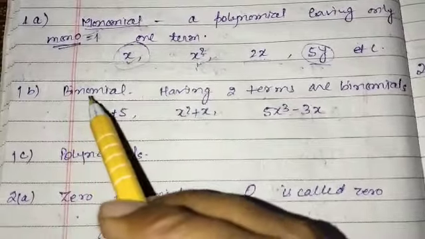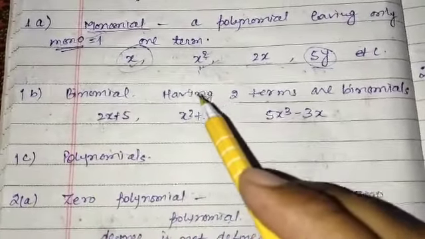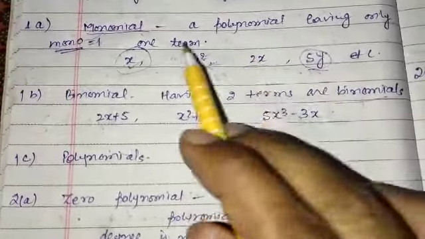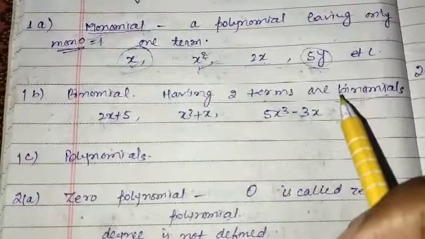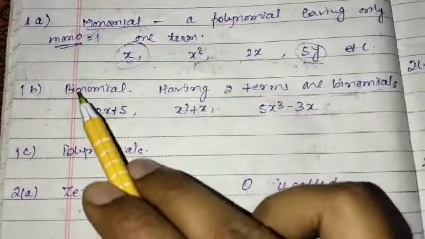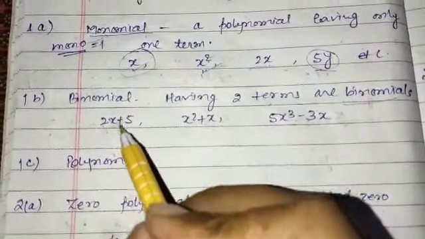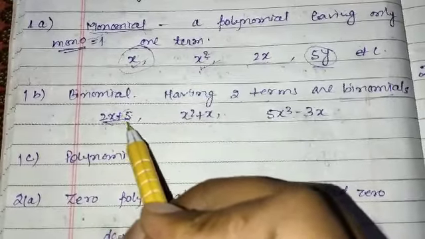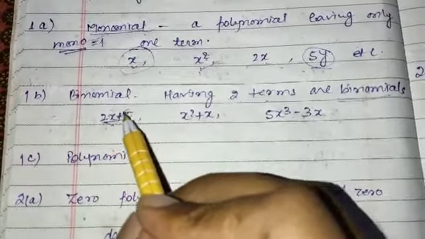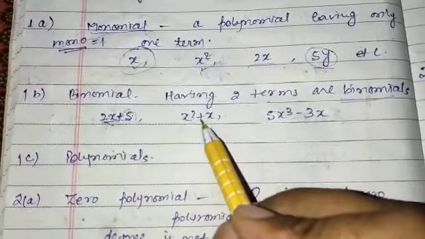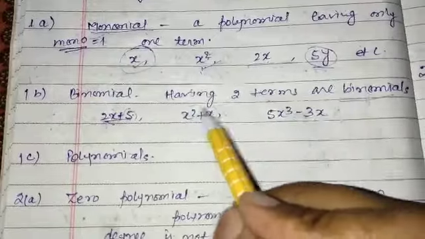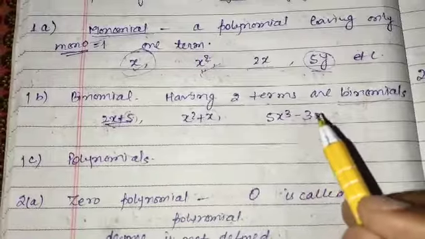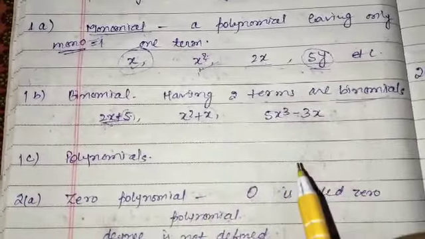Second is binomial. If a polynomial has two terms, then it is known as a binomial. If one term, monomial; if two terms, binomial. Bi means two, mono means one. So the example is 2x plus 5. How many terms? There is only one plus sign, so this is the first term and this is the second term. Here also there is only one sign, so there are two terms, so this is a binomial. You always have to care about the power, because first you check that it is a polynomial, then you check whether it is a binomial or not.